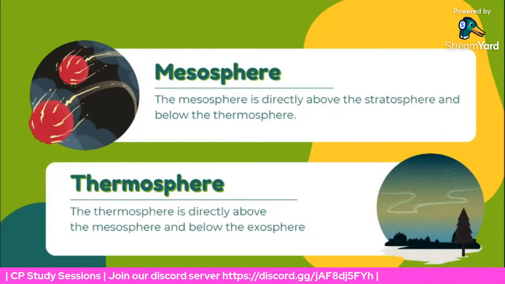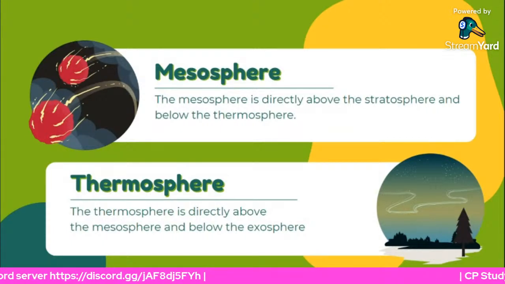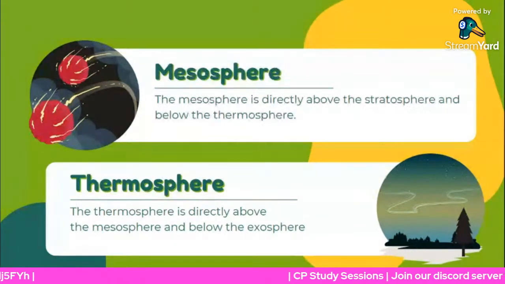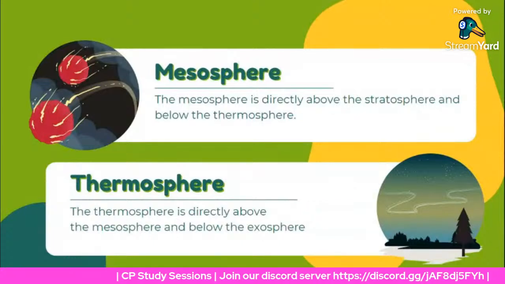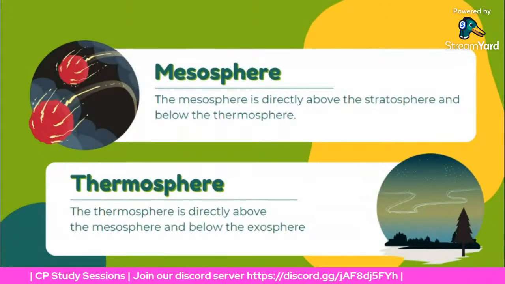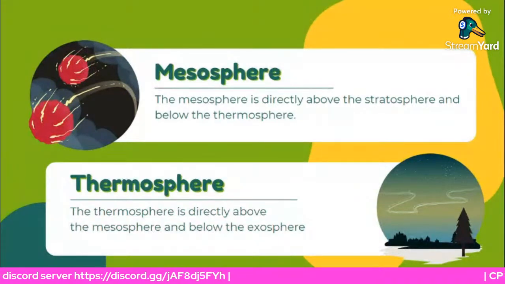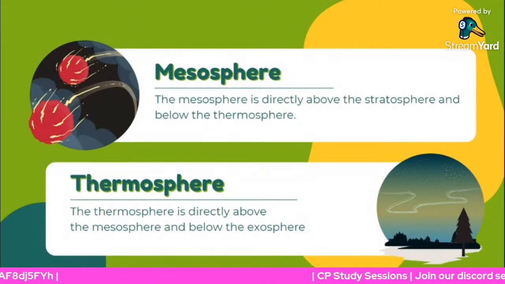The coldest temperatures in Earth's atmosphere, about -90 degrees Celsius or -130 degrees Fahrenheit, are found near the top of this layer. The boundary between the mesosphere and thermosphere above is called the mesopause. At the bottom of the mesosphere is the stratopause, the boundary between the mesosphere and the stratosphere below.